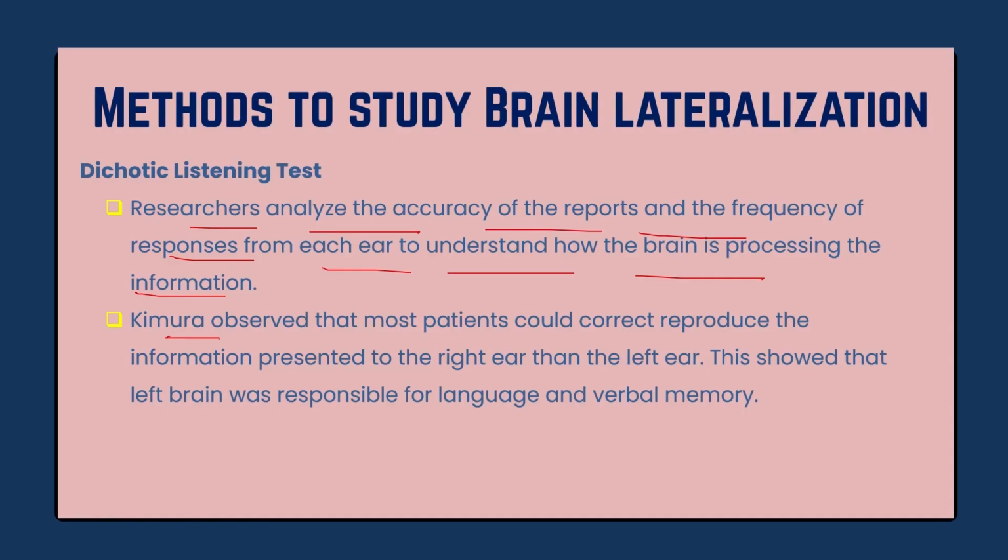Here, another scientist called Kimura observed that most patients could reproduce the information presented to the right ear better than the left ear. We know that the right ear is controlled by the left brain, right? And the left ear is controlled by the right brain. He saw that the information presented to the right ear was correctly reproduced by the patients. This showed that the left brain was responsible for language and verbal memory.